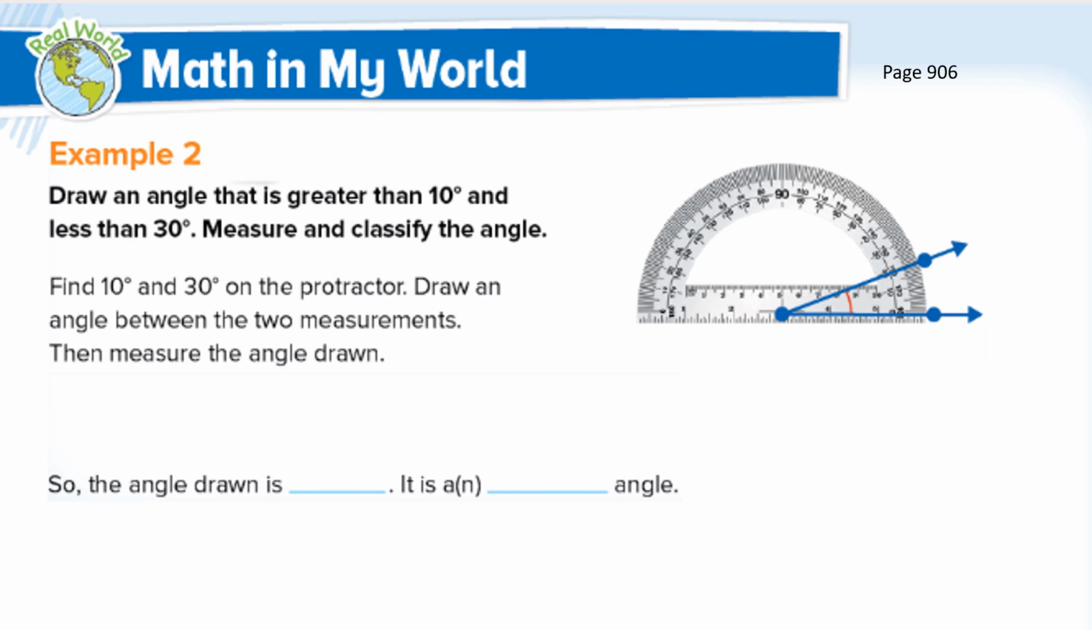For example 2, they're asking you to draw an angle that's greater than 10 and less than 30. Well, it can be anywhere in between. It looks like what they did is went right in the middle, which would be 20 degrees, which makes an acute angle.